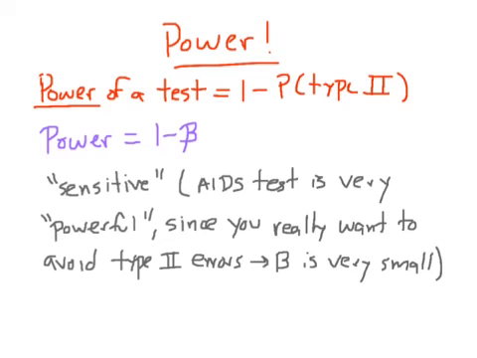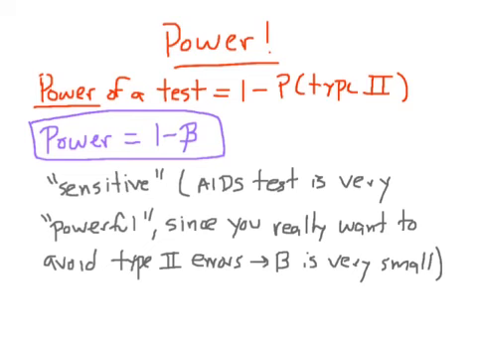Now that we have that notation, let's talk about a new term, which is something called power, the power of a test. The power of a test is defined to be 1 minus the probability of a type 2 error. The probability of a type 2 error is beta, so the power of a test is just 1 minus beta. That's a formula that you might need to know. The power of a test is 1 minus beta, where beta is the probability of a type 2 error.